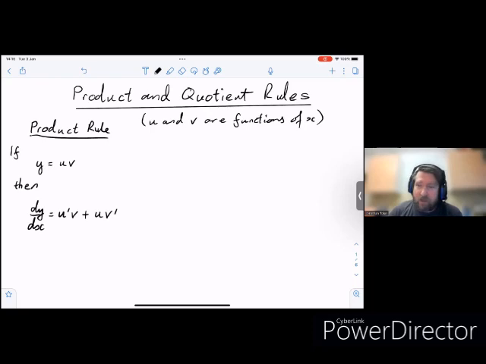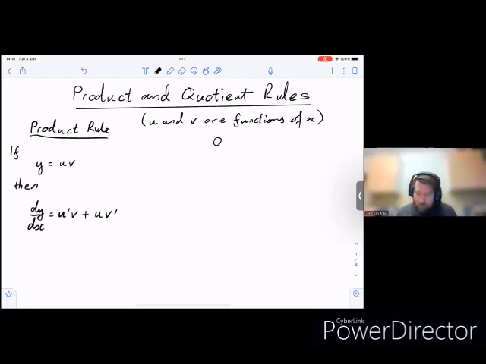If you're not familiar with that notation, I think it's used a lot in physics, and you might have seen it in mechanics, but u dash means du by dx. Okay, so that's the product rule.